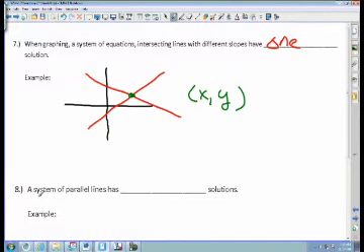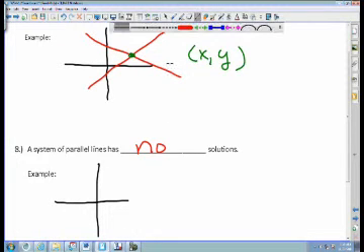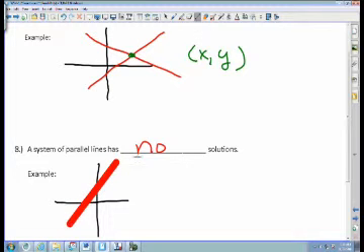A system of parallel lines has no solutions. Your example for that one, let's see, I'm going to draw my line here, make them nicer. There we go. Okay, parallel lines have no solution because they do not intersect.